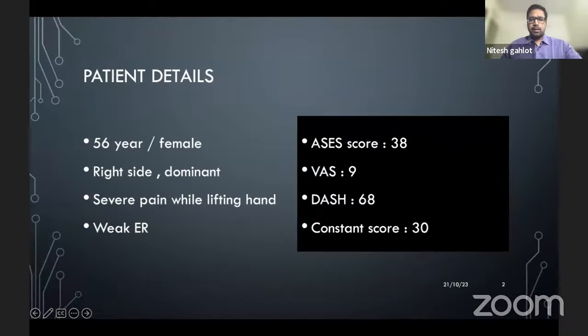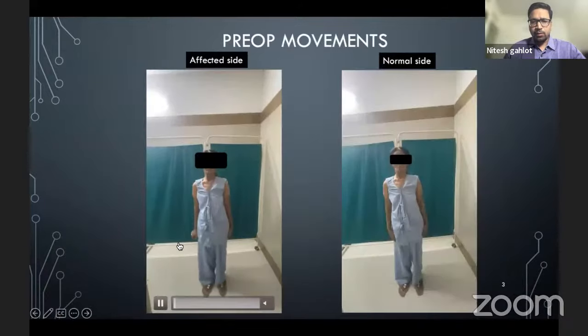So starting with the patient details: a 56-year-old female, the right dominant hand was involved, and the complaint was severe pain while lifting the hand. She had a weak external rotation. The American Shoulder and Elbow Surgeons score was 38. VAS score was 9, very high. DASH score was 68 and the Constant was 30, so it was very low. She had a lot of disability.